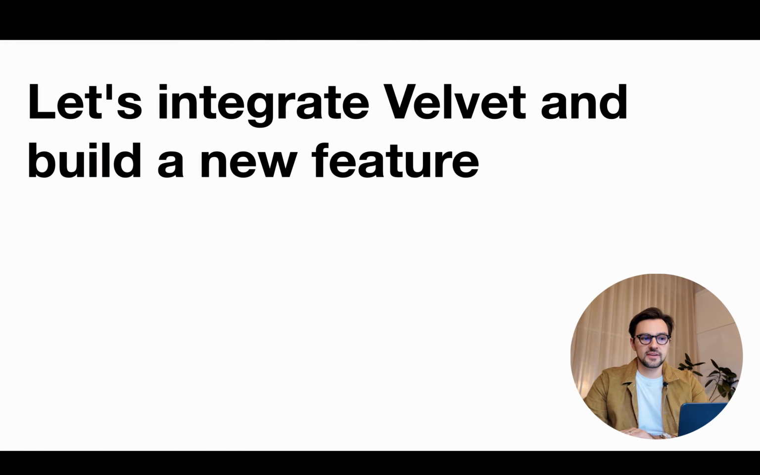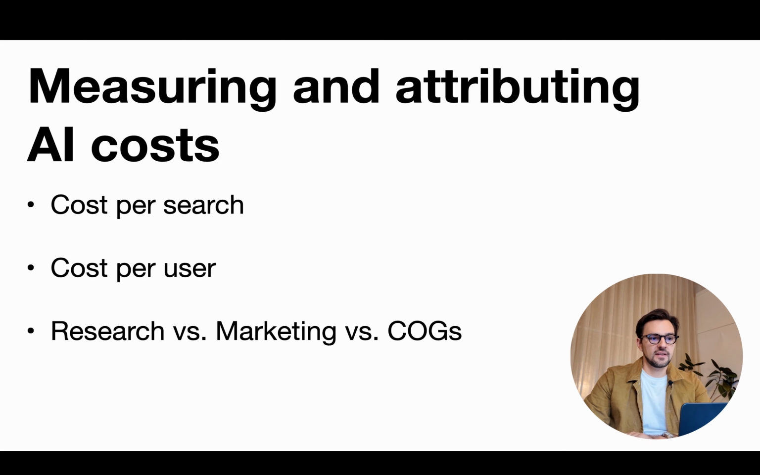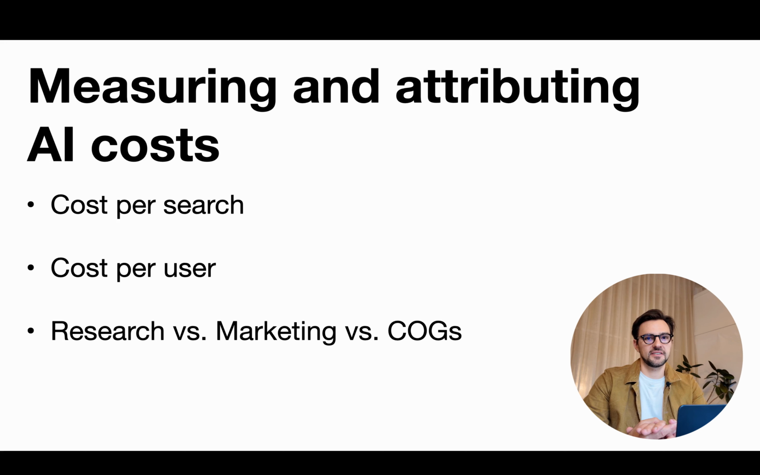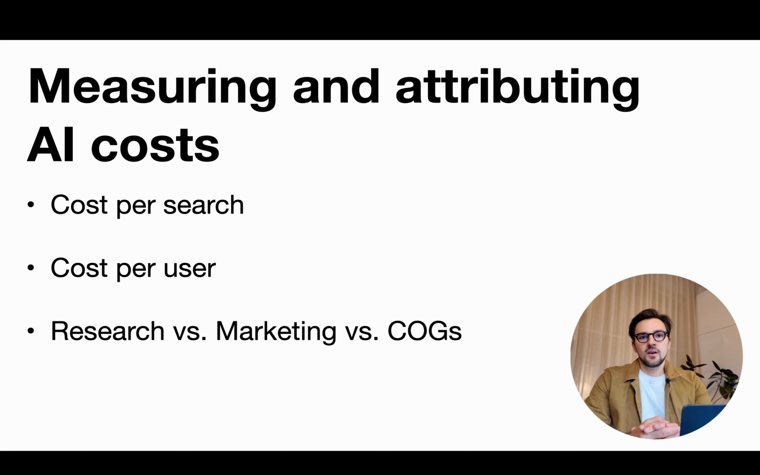Cool. So I just showed you how we integrated Velvet and built a new feature. Now let's talk about how we measure and attribute AI costs. One of the things that we think about within FindAI is attributing our OpenAI bill to the right services. We use Velvet really extensively internally to understand where we're spending our AI money. It's also important as we set up the pricing on our business.